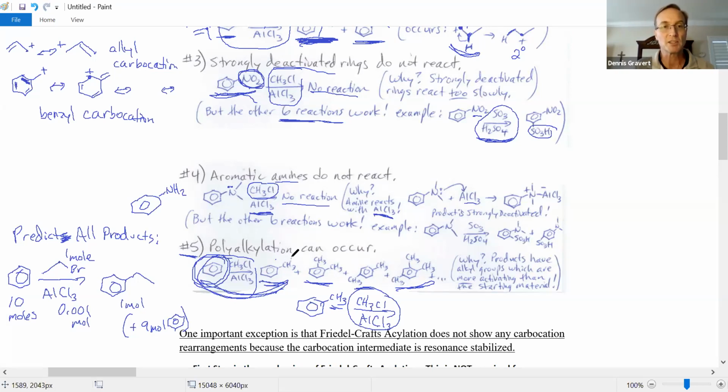And the verbal explanation is the product has an activating group. The product is more reactive than the starting material. So the product reacts again to make more products. And then if I ask you to just predict the product, I'm not expecting you to report polyalkylation. It's just going to get too messy. So we'll just say, okay, predict the product of this reaction.